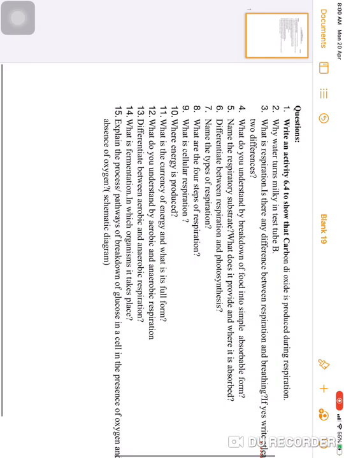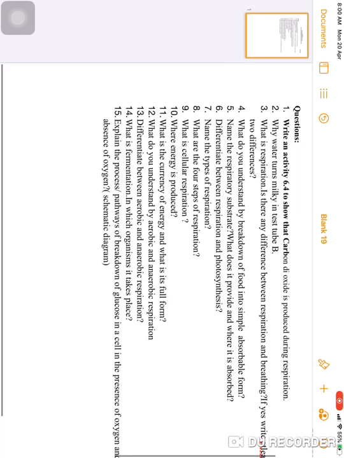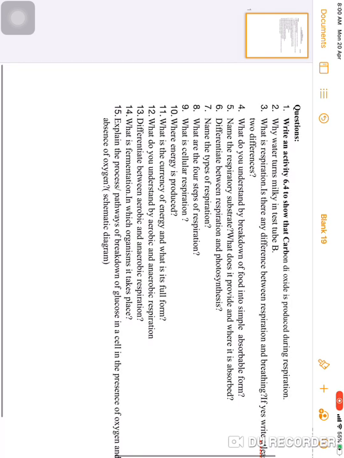And remember one thing, the difference between aerobic and anaerobic respiration is very important, and even the pathways are very important. You have to learn very nicely. Okay, this is all for today.